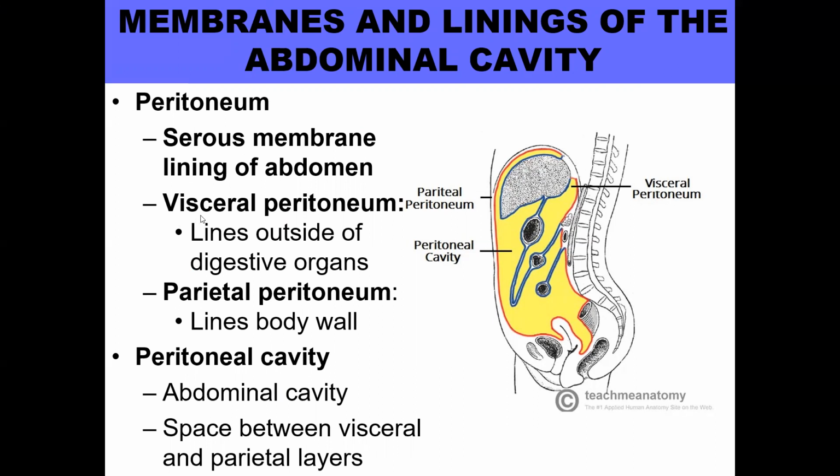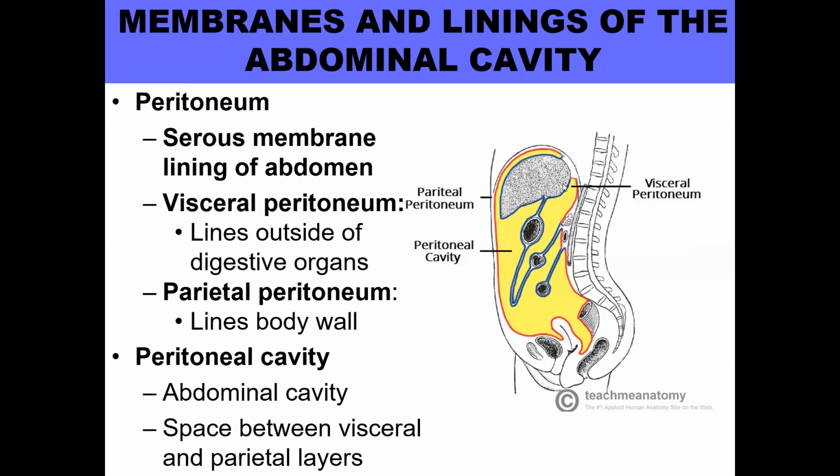Visceral always means the organ. So the visceral peritoneum is going to be a slippery lining that's on the outside of all organs: stomach, intestine, liver, gallbladder, all of that. Parietal peritoneum, parietal always means cavity wall. So the parietal peritoneum is going to be what lines the inside of the cavity here.